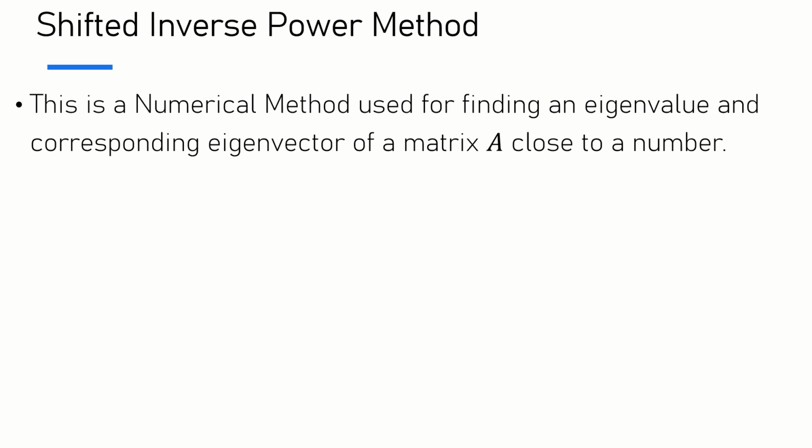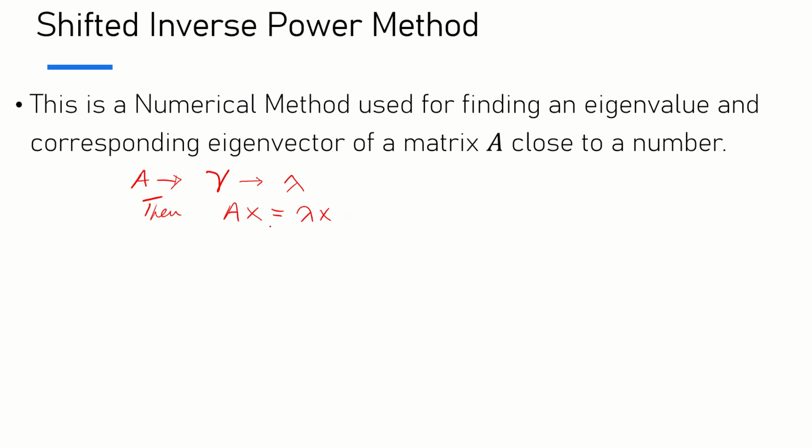Let's suppose we have a matrix A and we want to find an eigenvalue close to a number gamma, and obviously it's a numerical method. So how does it work? Let's suppose we have a matrix A and its eigenvalue close to gamma. Let's assume that it is lambda. So if lambda is the eigenvalue of matrix A, then by the definition of eigenvalues and eigenvectors, there will be a non-zero vector x such that Ax is equal to lambda x.